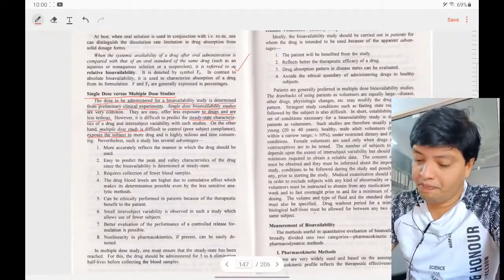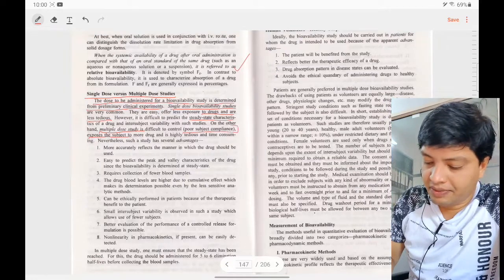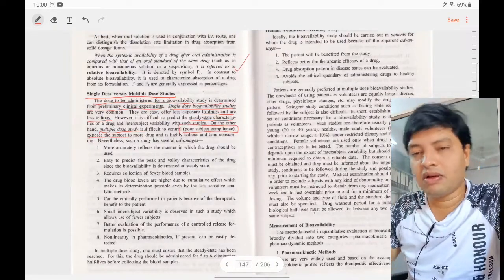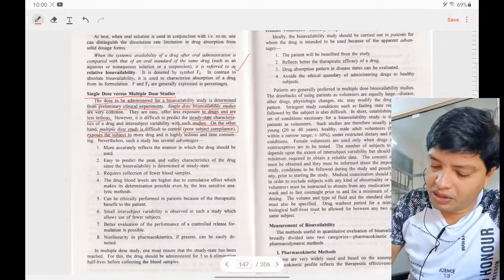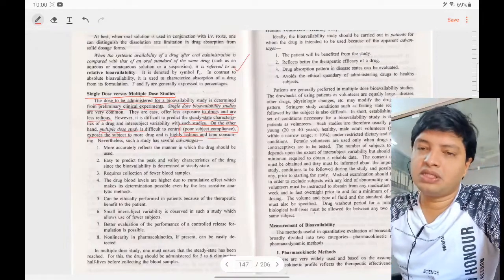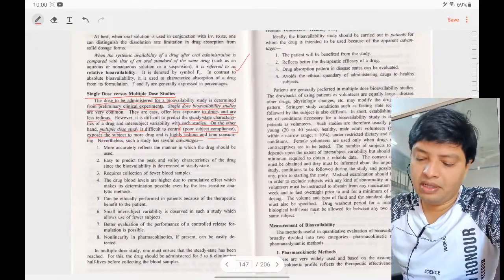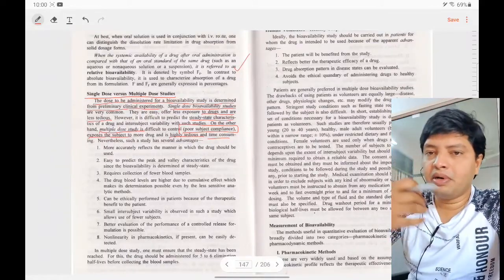So there will be a problem. Poor subject compliance is also one problem. We have poor subject compliance because the exposure is more, and also it is a tedious and time-consuming process. Okay, so what is the advantage of the multiple dose study compared to the single dose study?